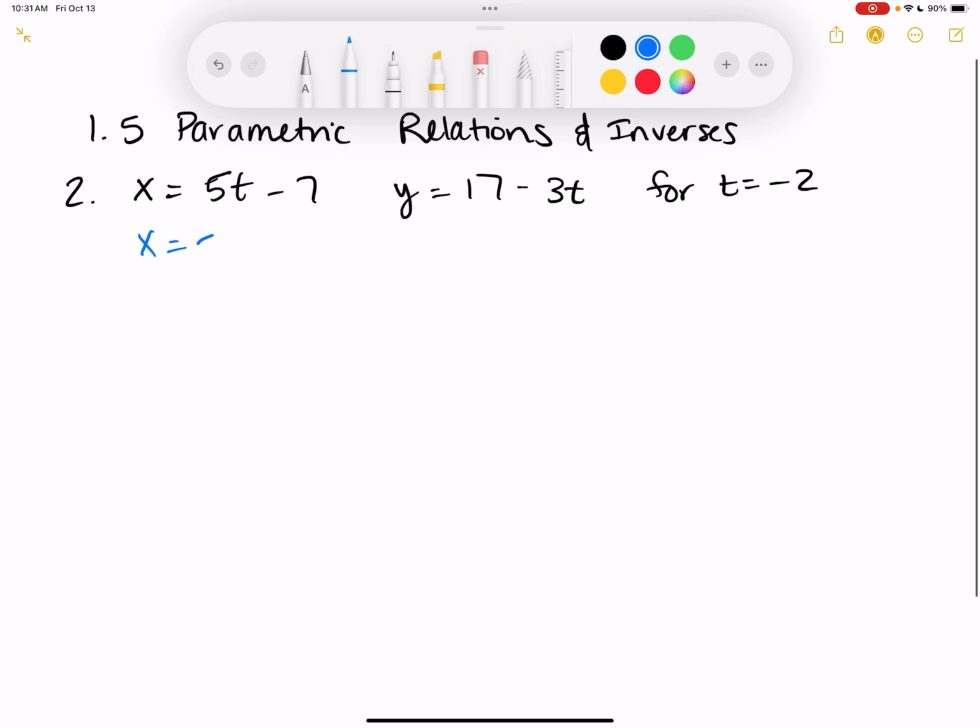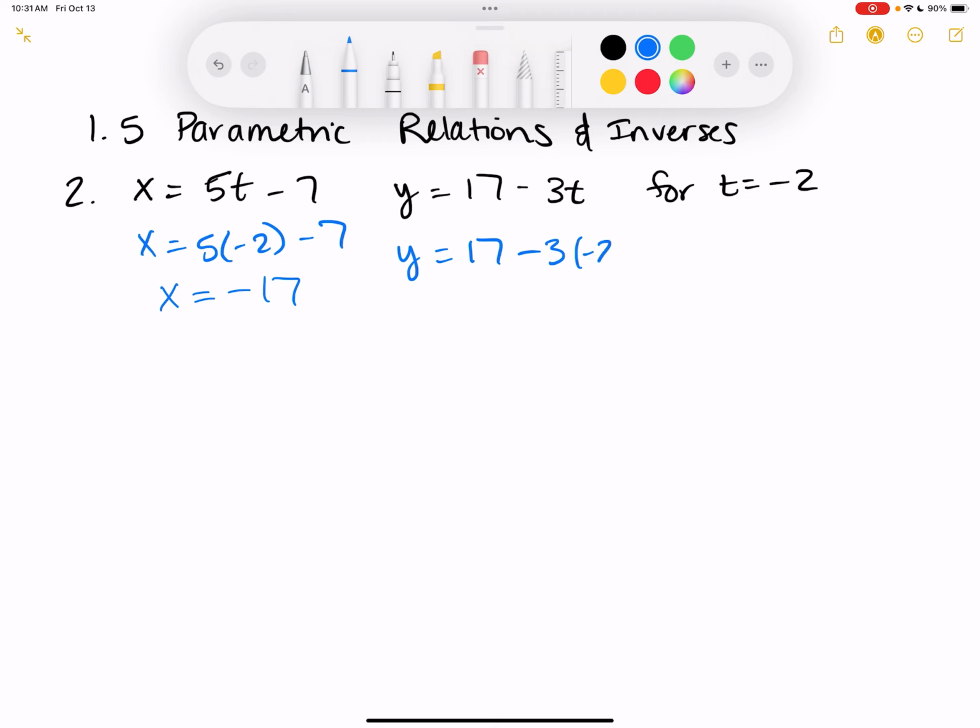So X is equal to 5 times negative 2 minus 7. So negative 10 minus 7 is negative 17. And then Y is 17 minus 3 times negative 2. So 17 plus 6 is 23. So the XY pair is negative 17, 23.